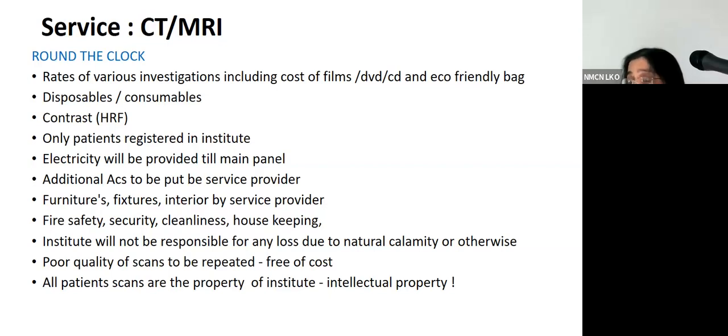The vendor cannot bring patients from outside and get the investigation done here. We will provide electricity till the main panel, and the electricity later on will be charged as per meter, and additional ACs, furniture, and fixtures have to be put in by the service providers. Fire safety, security, cleanliness, and housekeeping are all provided by the vendor. Scans where a retake is required are to be repeated free of cost. And the main part is that all the patient scans will be the property of the institute. He cannot use them for other people. He cannot take the scans from here because it is in a way intellectual property.